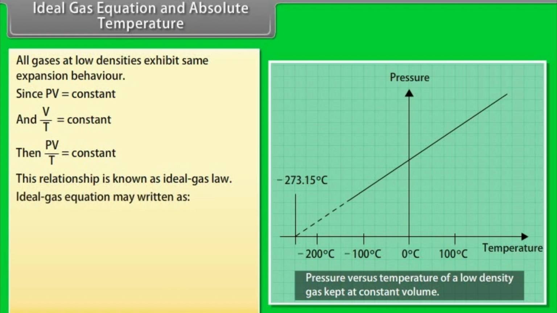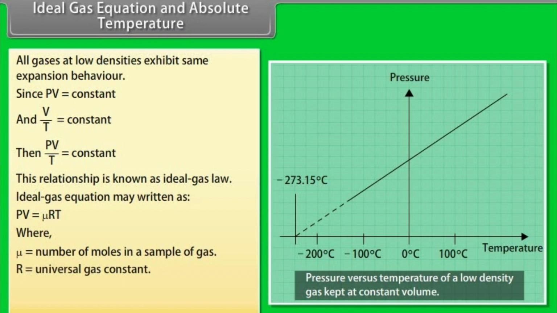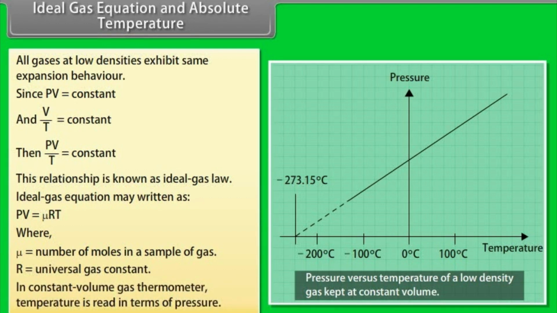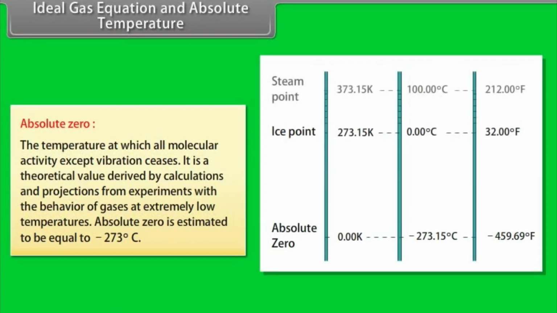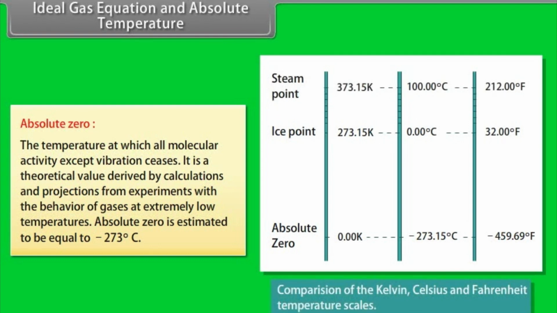The ideal gas equation may be written as PV is equal to mu RT, where mu is equal to the number of moles in a sample of gas and R is equal to the universal gas constant. In a constant volume gas thermometer, temperature is read in terms of pressure. The temperature at which all molecular activity except vibration ceases is known as absolute zero.